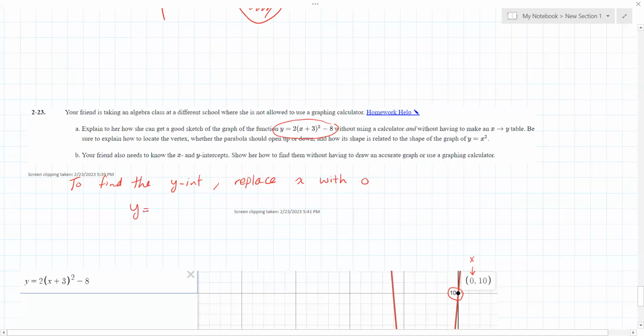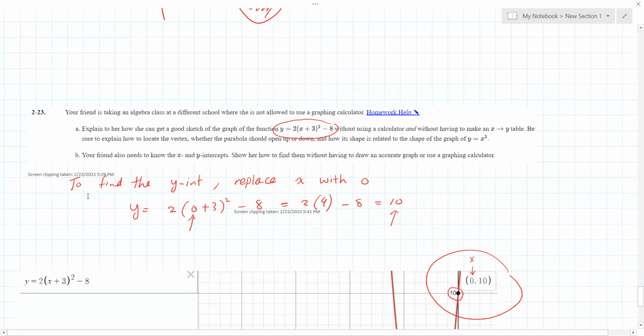So y equals 2 times (0 plus 3) squared minus 8. We can see that this is 2 times 9 minus 8. So the answer is 10, as expected. As you see here, the y-intercept is (0, 10). X was replaced with 0, and the output for 0 is 10. So y equals 10 is the y-intercept.